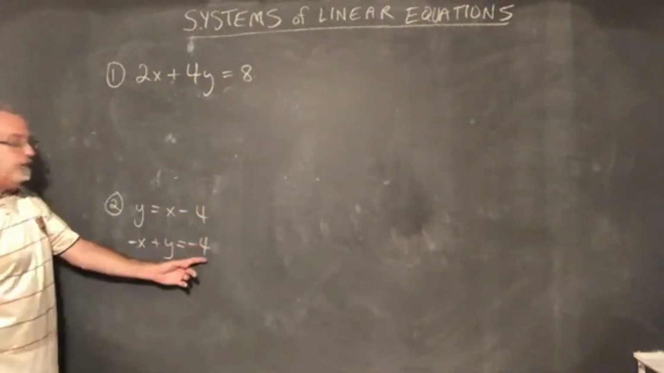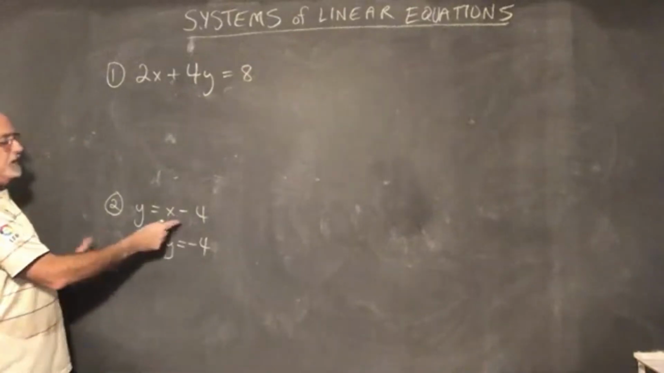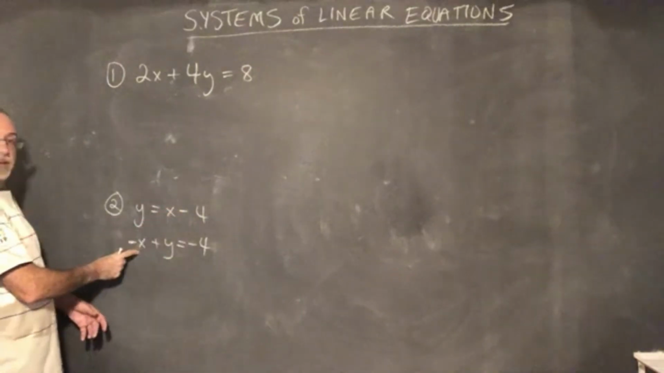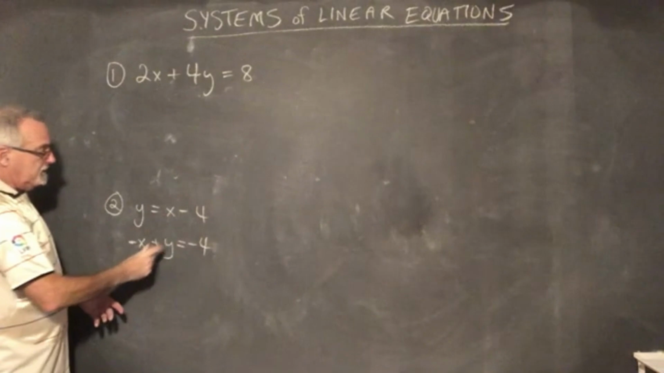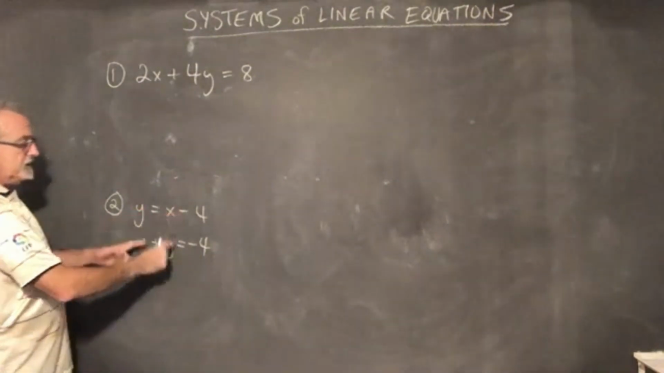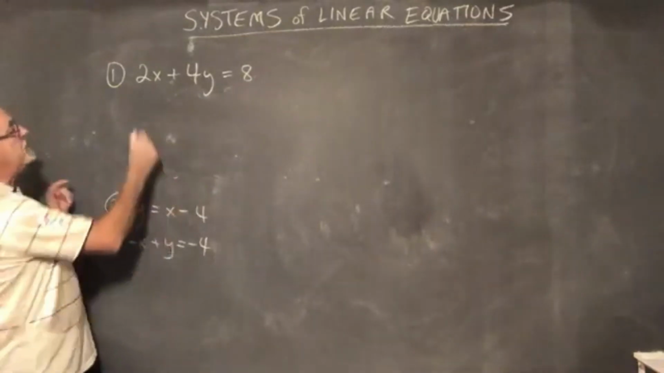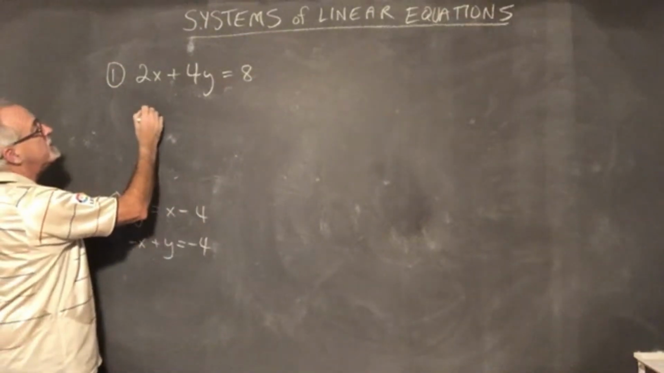The -4 I'm keeping where it is because I wanted ax plus by equals c form. So all I was really doing was getting this x term over there. It's positive on the right side, it becomes negative on the left side. If we want to show the steps where we subtract x from both sides, we end up with the same thing. Okay, now I'm going to write these two, one right underneath the other.